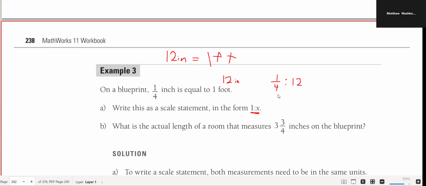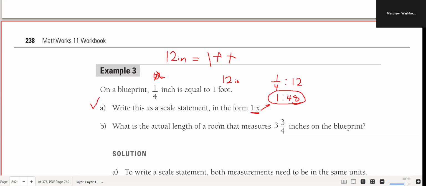If I multiply both of these by 4, I'm going to get a 1 to 48 ratio. Or I could have said that this is 0.point-something of a foot, but that's a little bit more annoying to do. So it'd be a 1 to 48 in this case. And as I can see, it's written in the correct form, so we're good to go.